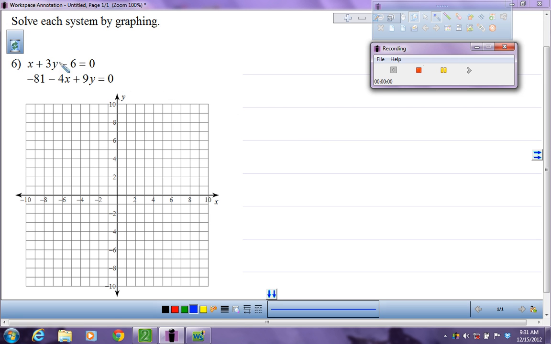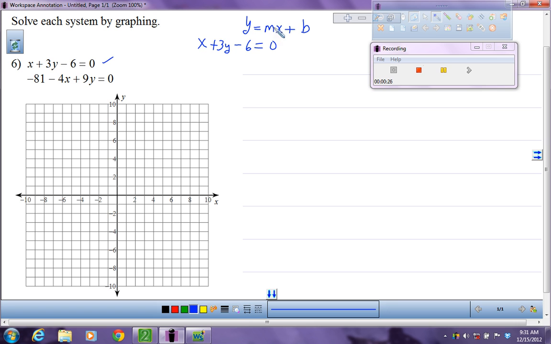Okay, so this one here, as you can see, it's solve each system by graphing. We have a system of linear equations. And if you recall, we had a model, right? Y equals mx plus b. So if I take this first one here, okay, I'm going to try to match that model.